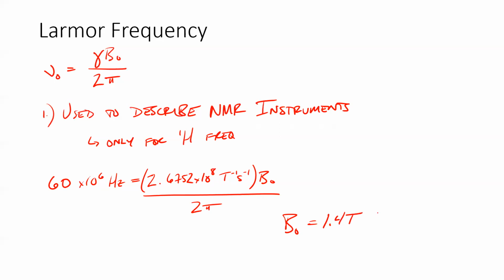Teslas. Yep. 1.4 Tesla, right? So this is kind of a wimpy magnet in the NMR world, right? The biggest NMR that I know of has a magnet of about 28 Tesla. So, 20 times this.